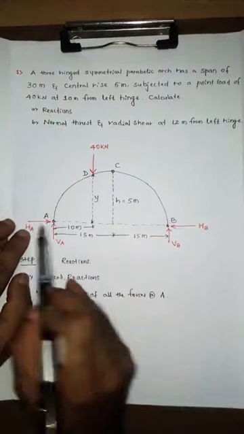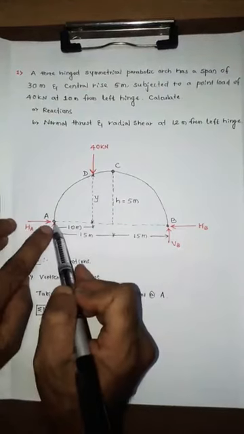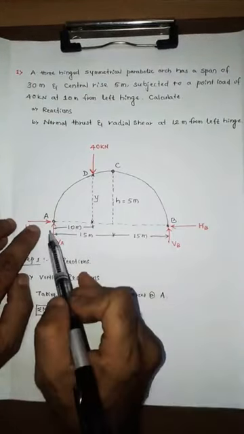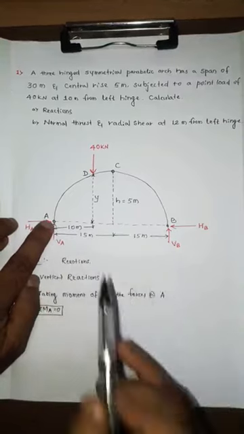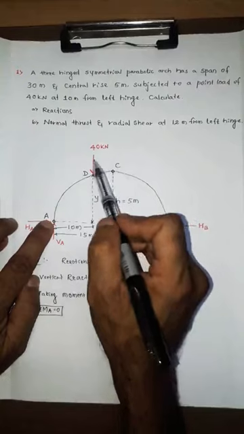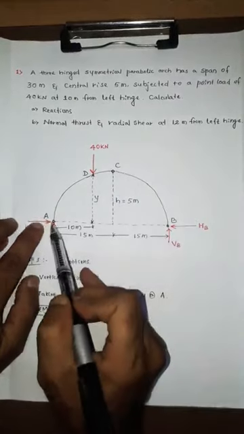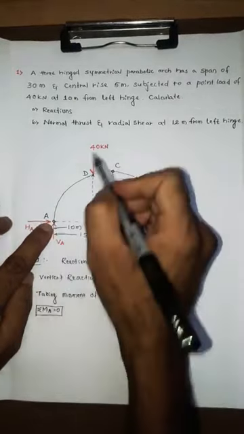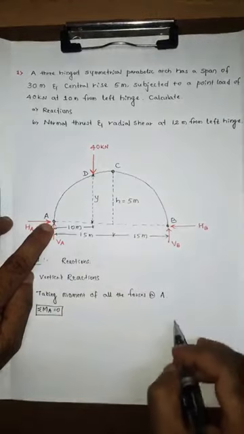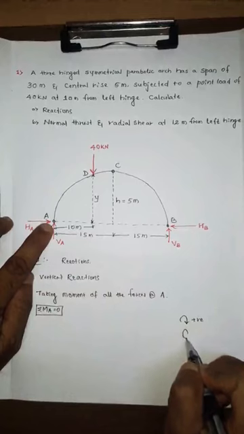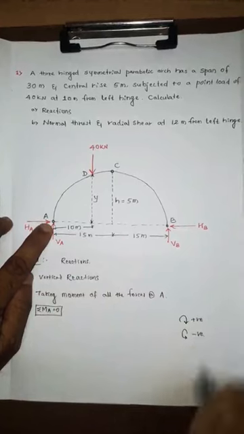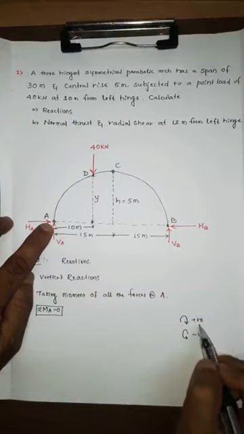As HA and HB are passing through point A, the moment of these two forces will be 0, and moment of VA is also 0. Now let us have the moment of 40 kilonewton and VB with reference to point A. Now sign convention for this is clockwise moments are positive and anti-clockwise moments are negative. Let us take a sign convention.